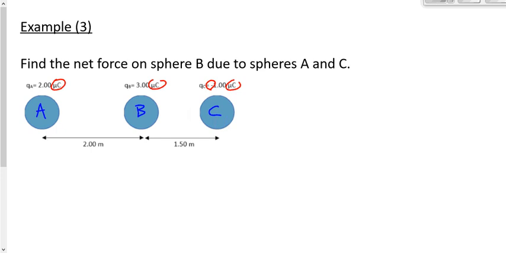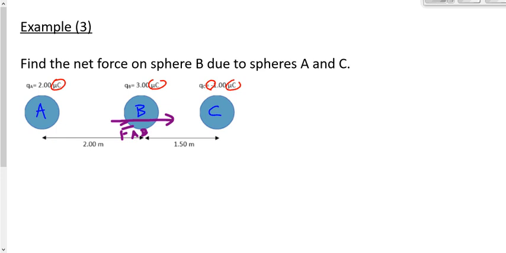So, which way is B pushed or pulled as a result of A? These are like charges. A and B are both positive. Do they attract or repel? They repel, good. Now, if B is repelled by A, which way does it move, right or left? It moves to the right. It's pushed away from A. So we're going to say the force of A on B is to the right.